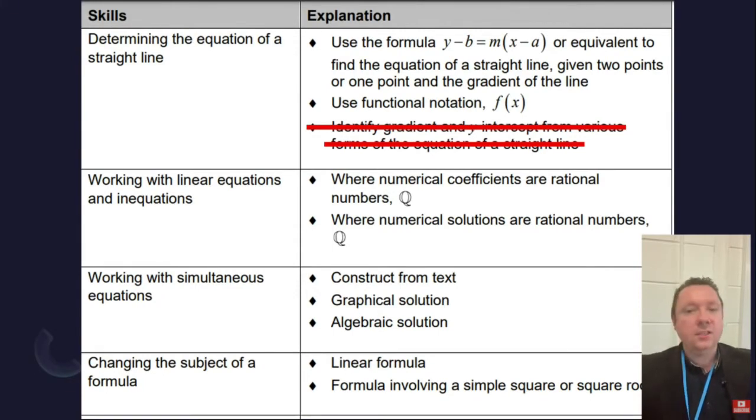Well, if we look at simultaneous equations, you'll still be asked to solve them, you'll still be asked to make them, but you won't be asked to do a graphical solution. You won't be asked about the point of intersection between two lines. Changing the subject of a formula. Well, you'll be asked to do ones involving a square or square root, and you won't be asked to do ones where it's just ax plus b equals c. So that's it. Let's move on.